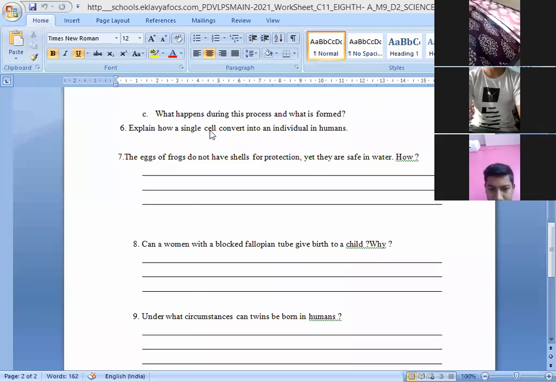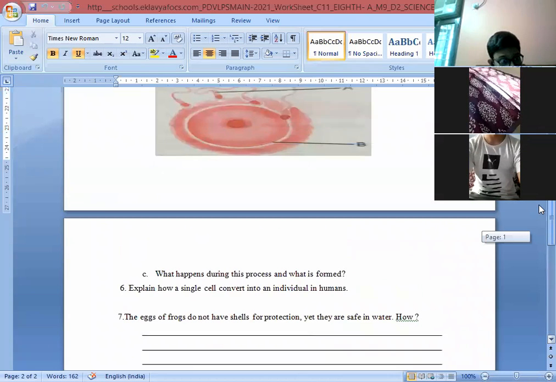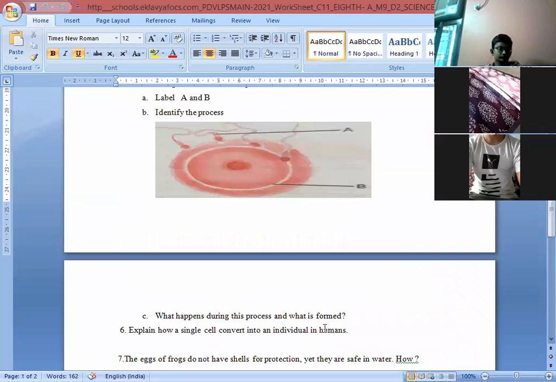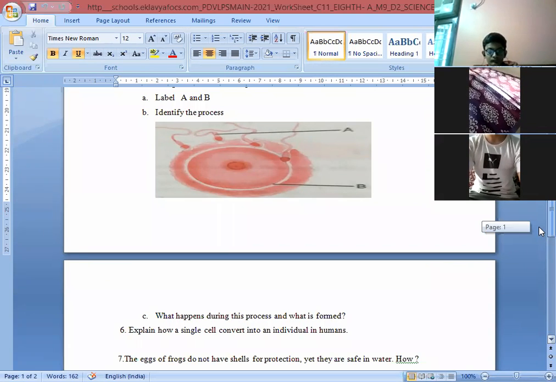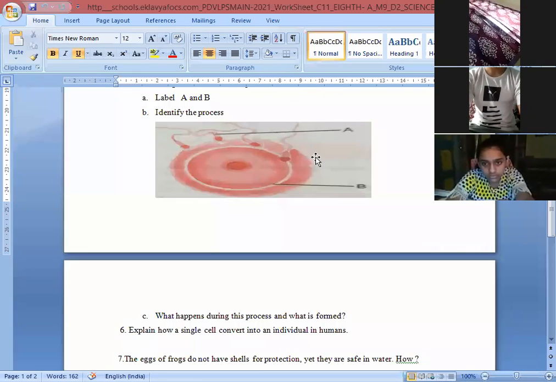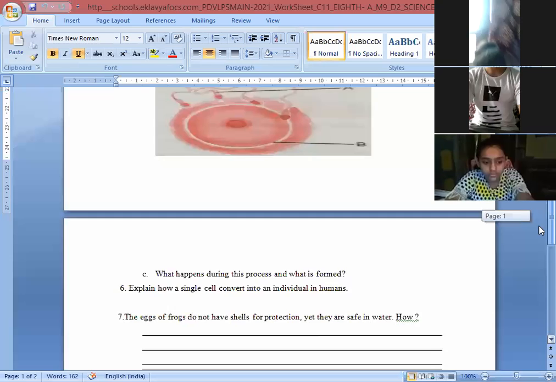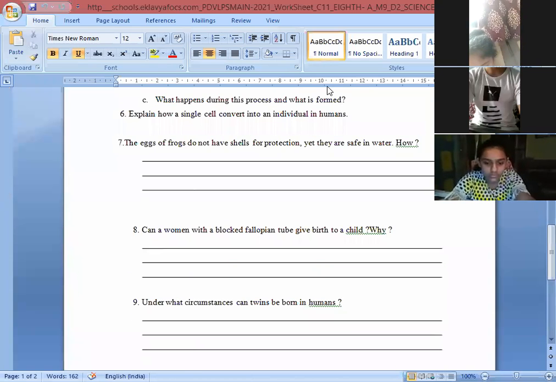What is our next? Part C. What happens during this process and what is formed? This question is regarding the diagram which was shown here. What happens during this process? Yes, children, those who have raised hands. Tanya? Ma'am, the fusion of the egg and the sperm is called fertilization, and it makes a zygote. Yes, very good. So in this process fertilization takes place, and the zygote is formed as a result of fertilization.